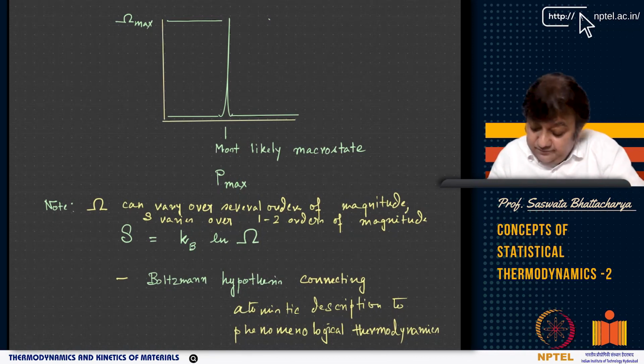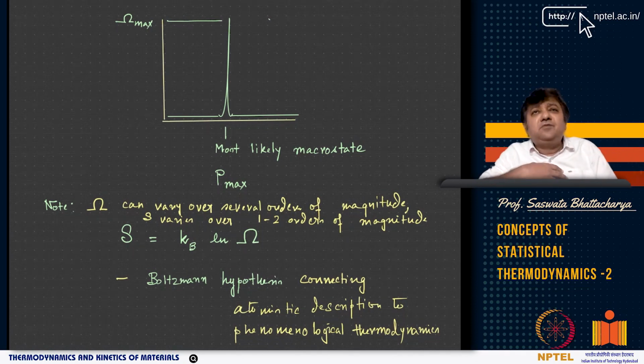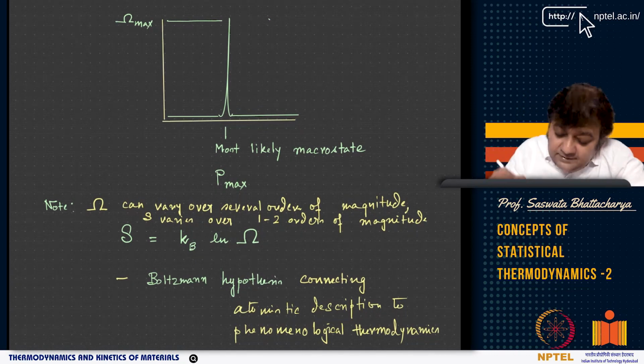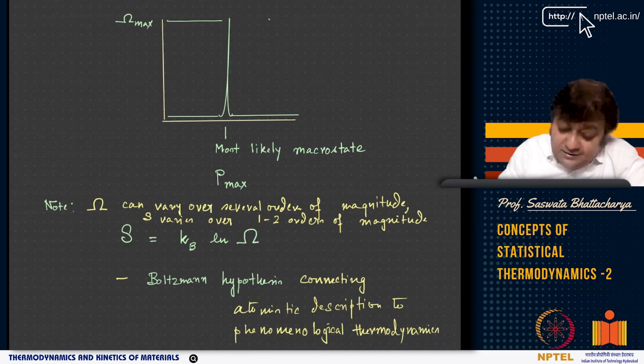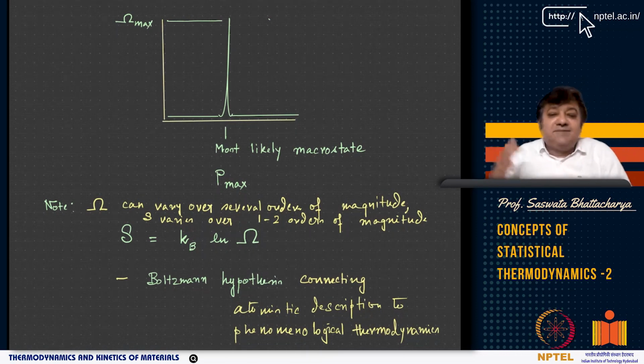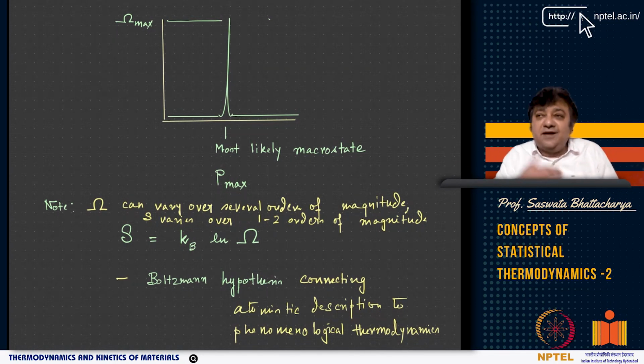Omega can vary over really several orders of magnitude, but S varies over only a few orders of magnitude, like 1 to 2 orders of magnitude. As a result, when Boltzmann hypothesized how entropy is related to omega, the number of microstates, he used S equal to kB ln omega. This is something a genius like Boltzmann would think of, because omega can be very, very large and vary over several orders of magnitude. We have seen that, right?